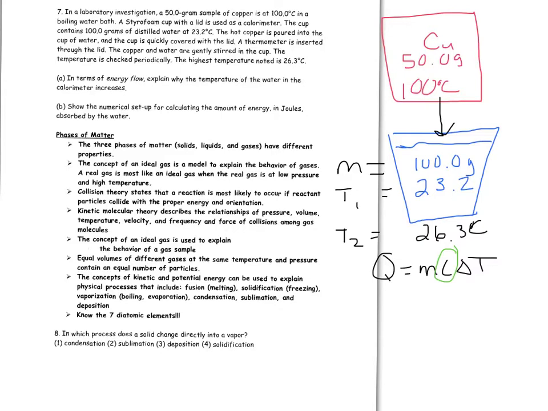So if we substitute into this equation, we're looking for Q. We know that m is 100. The specific heat is 4.18, and then we'll need to find the change in temperature. Here, our change in temperature is 3.1. I simply took T2 minus T1. Now this is the correct numerical setup. In this case, it doesn't tell us to solve, so we can stop here, and that will suffice.